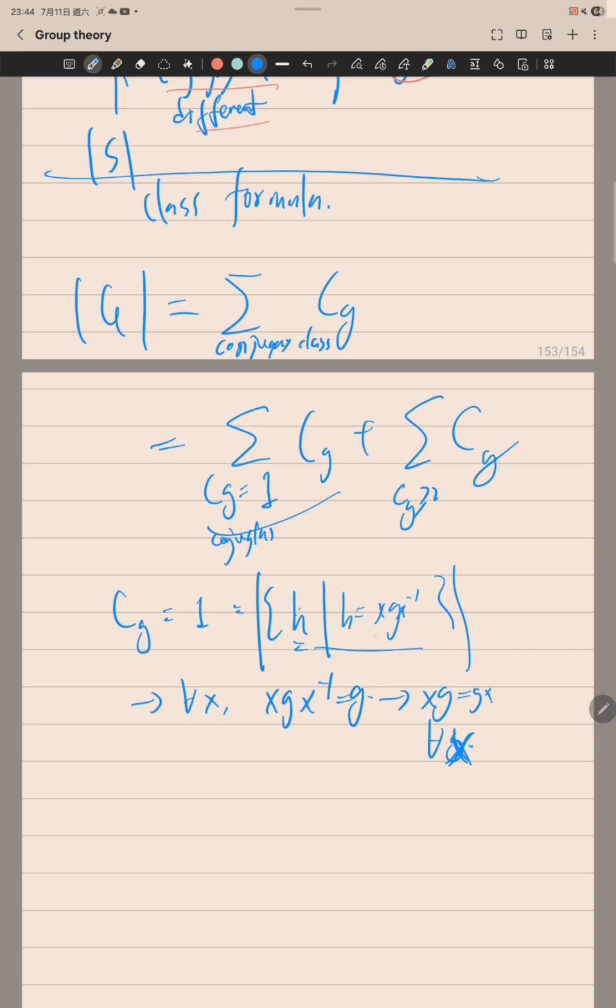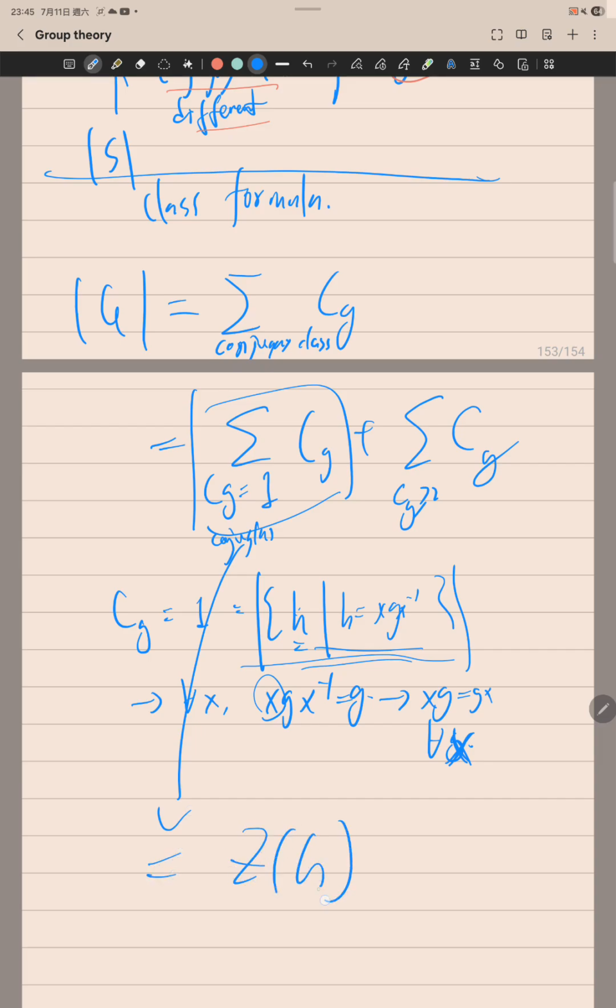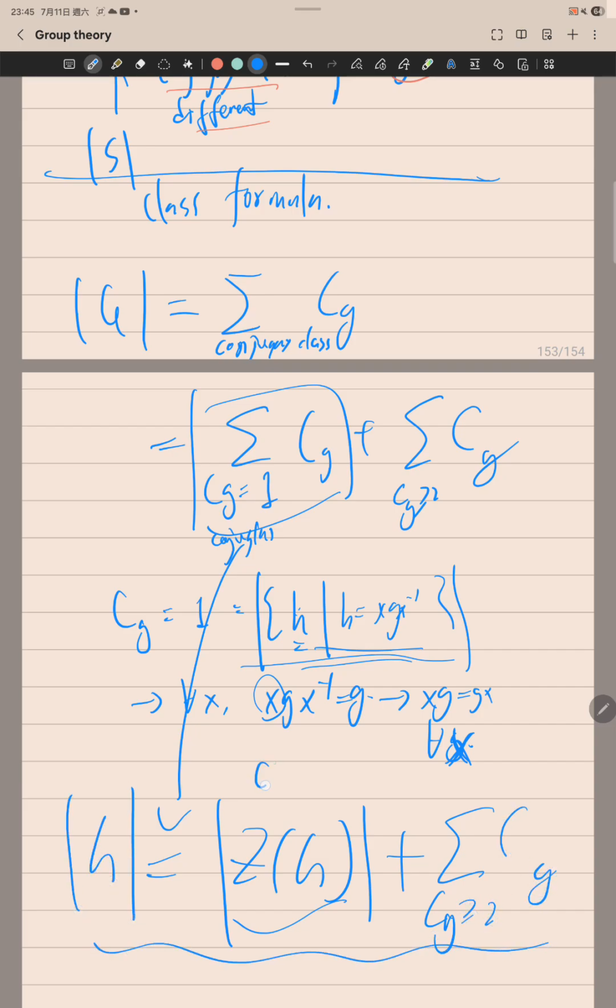So this tells you that this x must commute with all g. This g must commute with all x. So this is exactly the center. So these terms are just the number of elements in the center: the cardinality of the center plus the sum over classes with |C_G| greater than or equal to 2. So this is the class formula. Basically, each element in the center, they are conjugacy class. Itself is a conjugacy class.